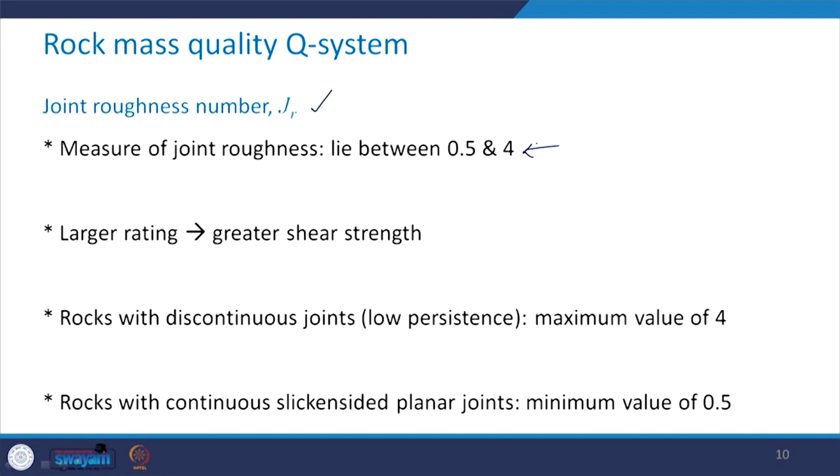As the rating of this Jr is larger, this will represent the greater shear strength, because this parameter is in the numerator of the second quotient in the expression of Q index. Rocks with discontinuous joints which have low persistence will have the maximum value of 4, and for rocks with continuous slickensided planar joints, a minimum value of 0.5 is adopted.